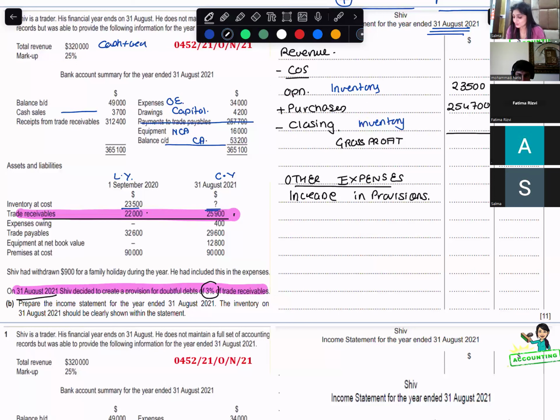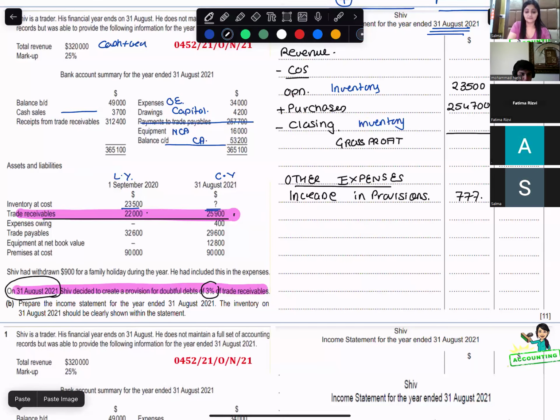When did they decide to make the provisions? So it's just going to be 777. We're not going to take last year's one. I was waiting. The main thing is that you have to read the question properly. One thing you miss out, it's gone. Are you with me?